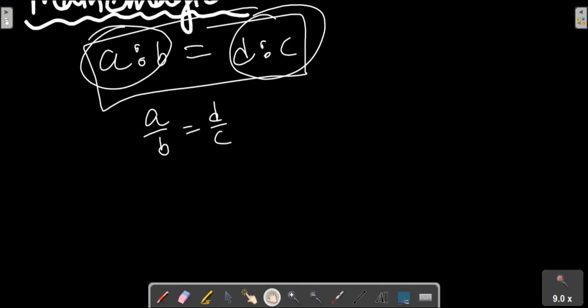Now there are some other terms regarding this chapter. Before going to the exercise, we need to know all about them. So first is what is called continued proportion.